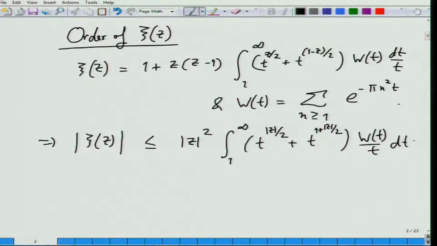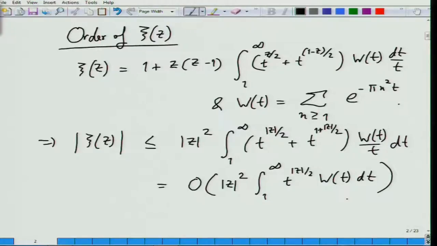Fine. Now, of course, it is a sum. So, we can therefore write this as order, with order, you can always use equal to, z square integral 1 to infinity t to the mod z by 2 w t d t. Okay. Because the first integral, since there is a sum, is going to be less than or equal to the second integral, because it has a higher power of t here, which then cancels out with this, and then we get.